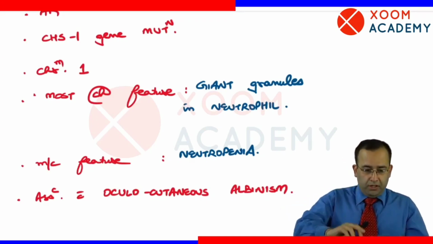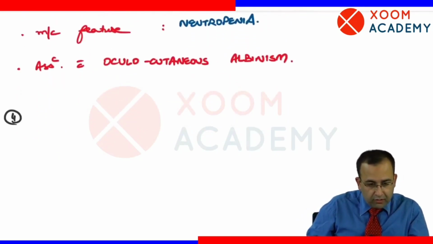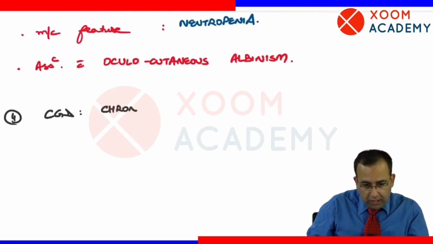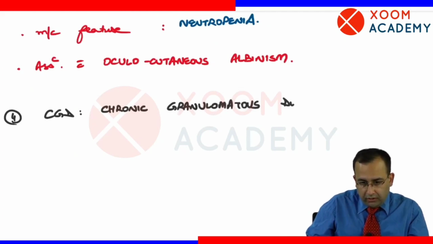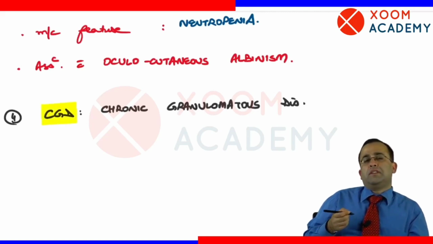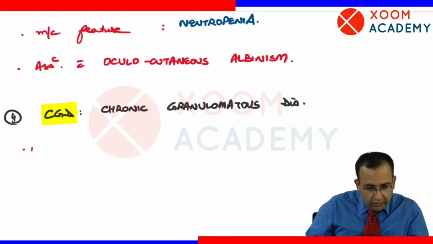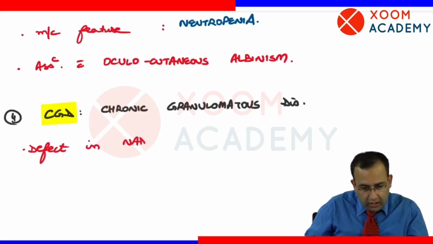Next point. This gets us to our next disease of innate immunity, that is CGD, chronic granulomatous disease. Chronic granulomatous disease, this is a defect in the NADPH oxidase pathway.